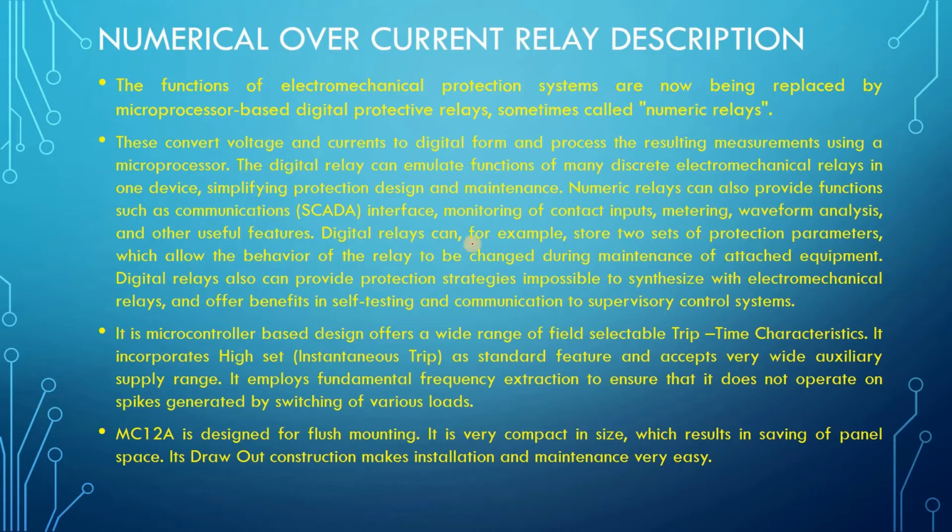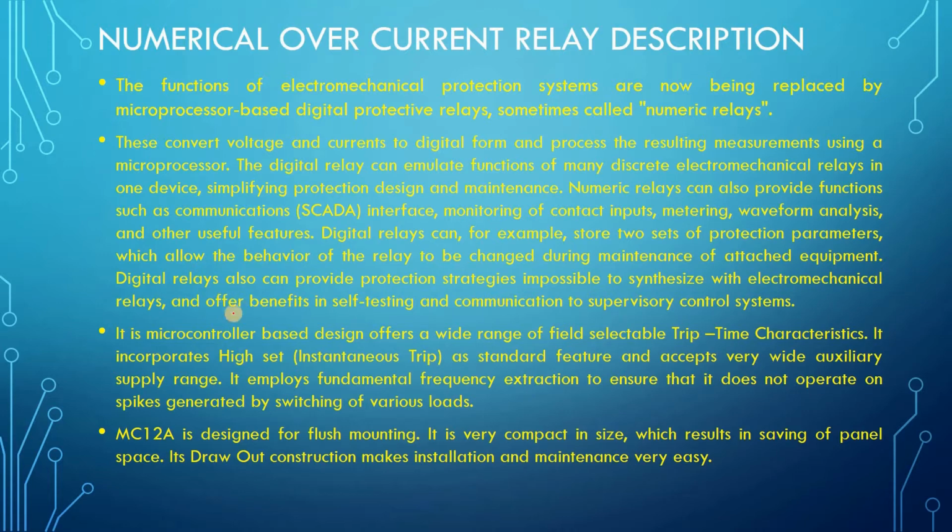So this distance relay can, for example, store two sets of protection parameters, which allow the behavior of the relay to change during maintenance of attached equipment. This digital relay can also provide protection strategies impossible to synthesize with an electromechanical relay. Which is impossible in an electromechanical relay, this digital relay can, and it offers benefits in self-testing and communicating to supervisory control systems.